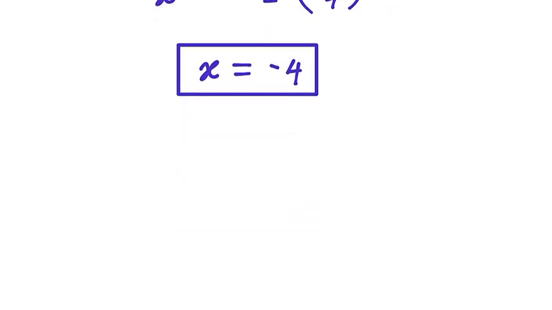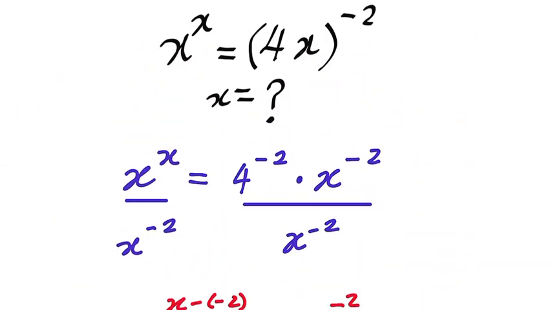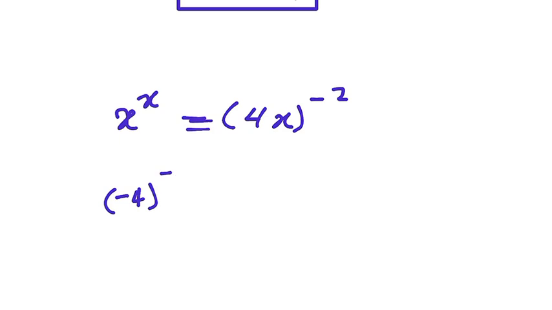All right, so let's check whether what we have is right or not. What's the question? We are given x to the power of x equals 4x to the power of minus 2. So we have x to be minus 4 now. Minus 4 to the power of minus 4. And we have 4 times what? Times minus 4 here, all to the power of minus 2.